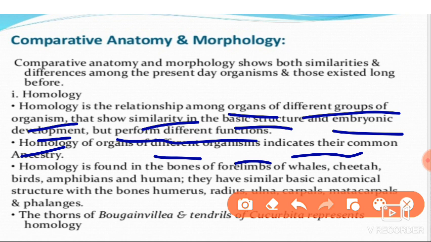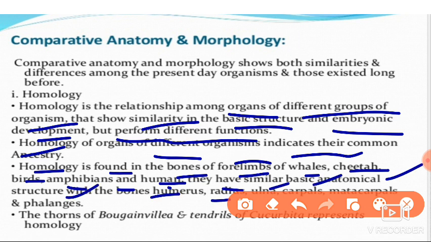Homology is found in the bones of four limbs of whale, cheetah, birds, amphibians, and humans. They have a similar basic anatomical structure, with the bones humerus, radius, ulna, carpals, metacarpals, phalanges. These are all present in all these organisms. For your board exam, if they ask what are homologous organs, give an example, you have to give the example of whale, cheetah, birds, amphibians, and humans.